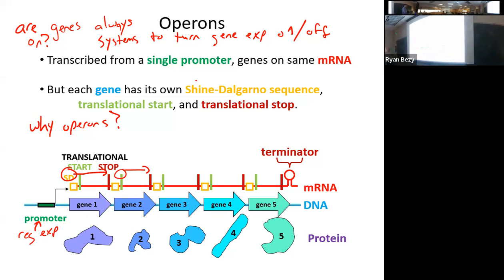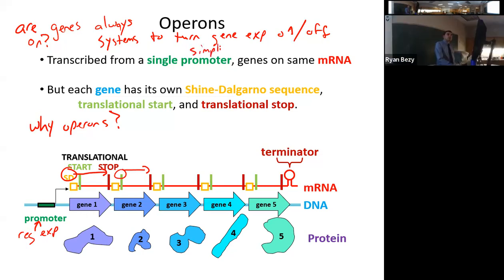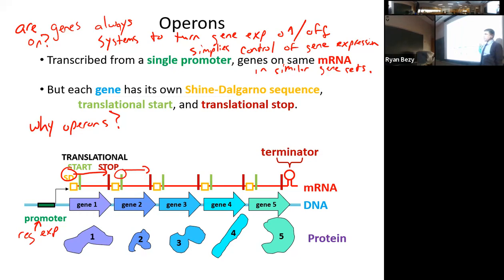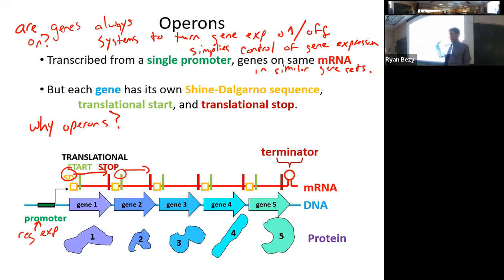What this does is it simplifies control of gene expression in similar gene sets. This is just a fancy way of saying you can have one regulatory event at this promoter that controls all 5 genes simultaneously. And that's why the genes are organized into operons if they're of similar function.